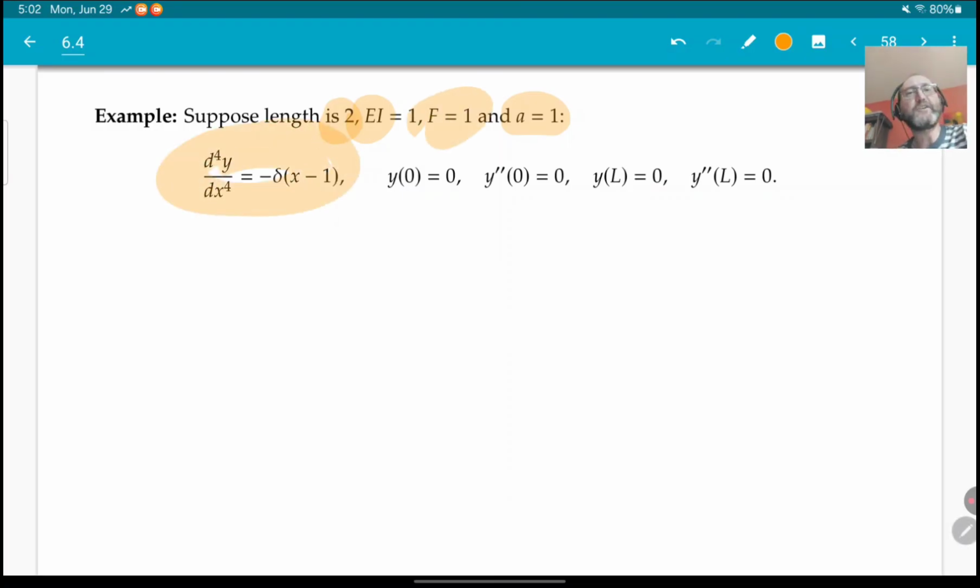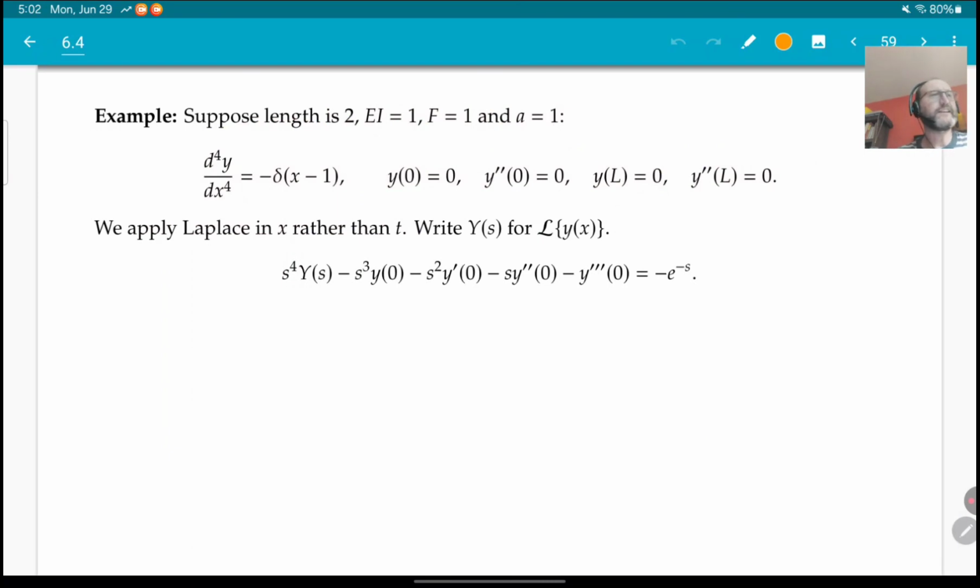So the equation is this. Let's not worry about the physics of it. So we have minus delta of x minus 1 on the right hand side, and then these boundary conditions here. Okay, so let's just solve.